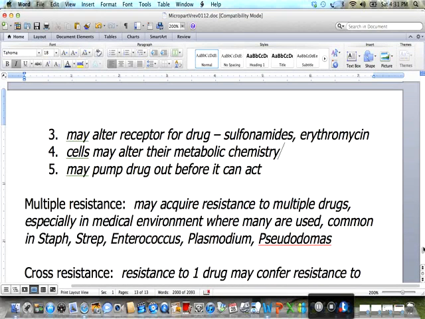The cell itself may alter its metabolic chemistry or pump out the drug before it can act. An R plasmid may carry resistance to multiple drugs, especially in the medical environment. Resistance is very common in staph, strep, enterococcus, plasmodium, pseudomonas, and a growing list of others. They may also confer cross-resistance, where it's going to convey resistance to similar drugs, which is seen in the aminoglycosides.